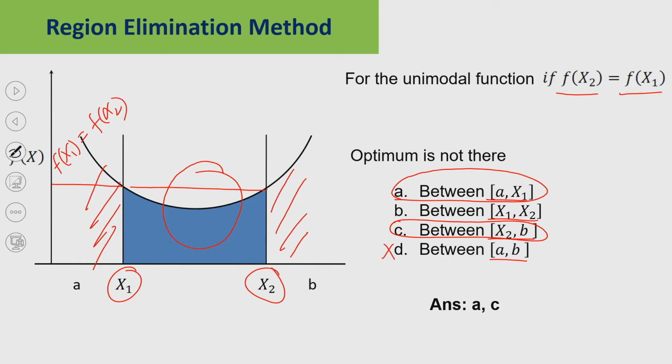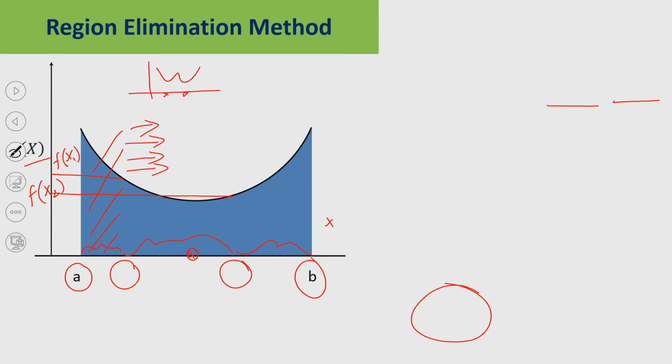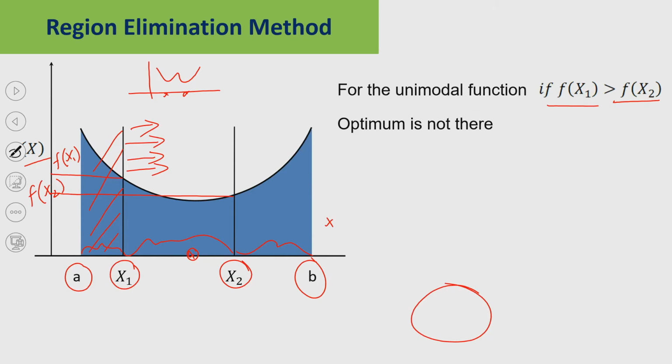Now, you just see, by comparing the function value at 2 points, I can eliminate some of the region. In the first case, if I take these 2 points and I know that f(x1) is greater than f(x2).